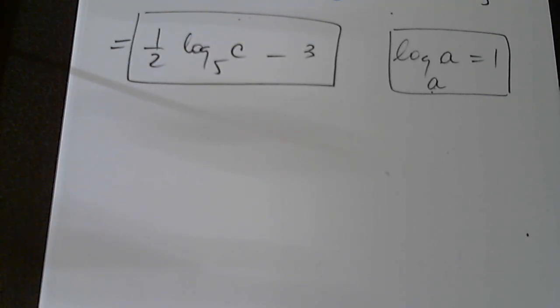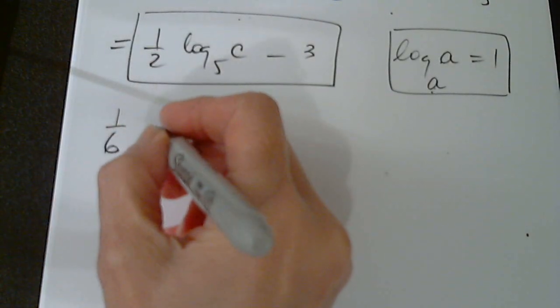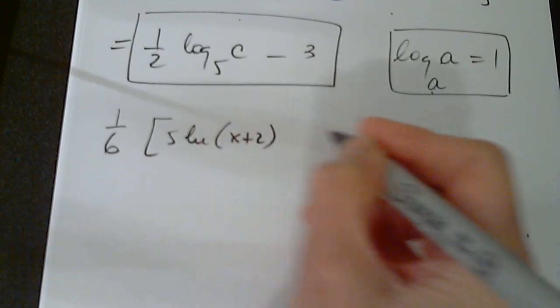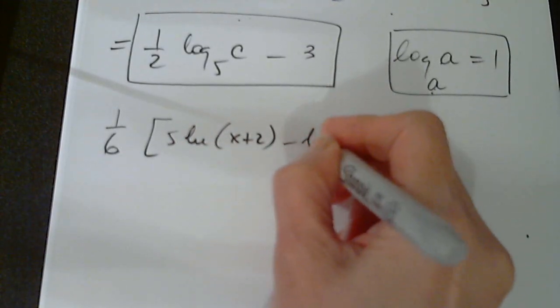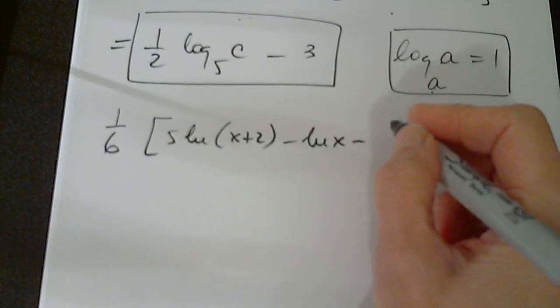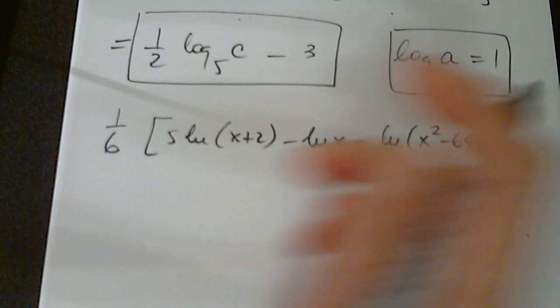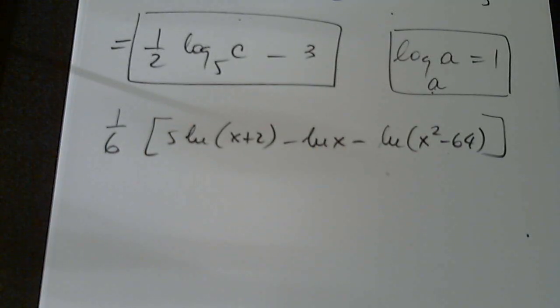Okay, good. Use properties of logs to condense. Okay, very good. 1/6, 5 natural log applied to x plus 2 minus natural log x, and minus natural log of x squared minus 64. Good. You can stop sharing now. Very good.